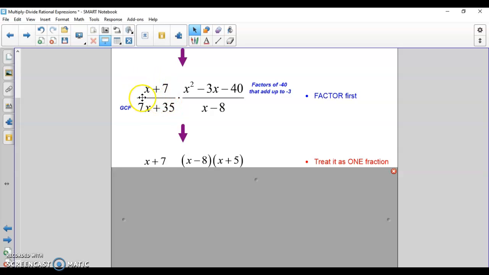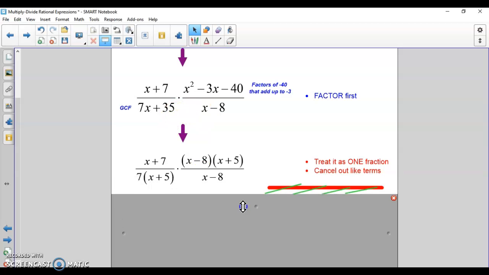X plus 7 cannot factor. Neither can the x minus 8 on the bottom. But I can take out a GCF on the bottom here, and that'd be a 7, and then times an x plus 5. Everything's factored. Once everything's factored, you treat it as one whole fraction. Whether you draw one fraction bar or not, that's up to you. You cancel out like terms. Like terms I see are x plus 5s.